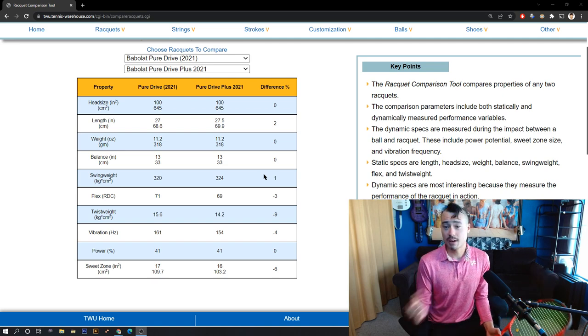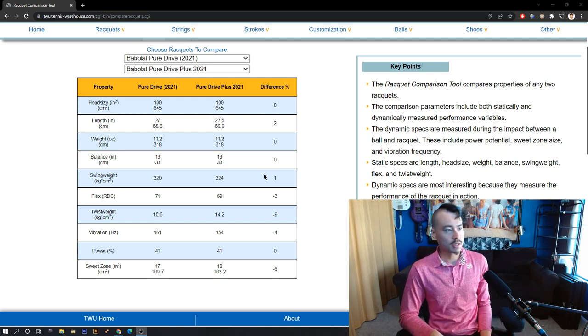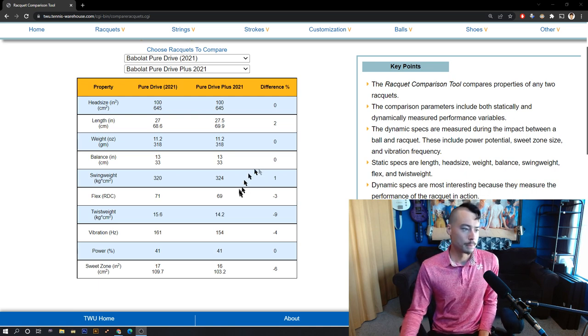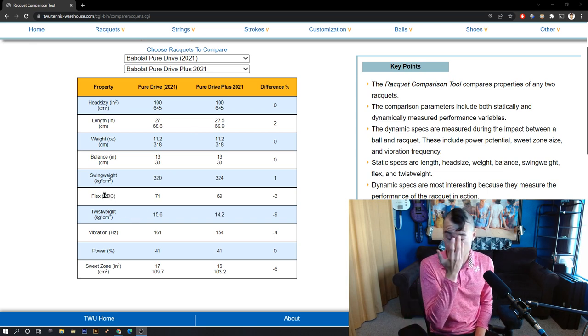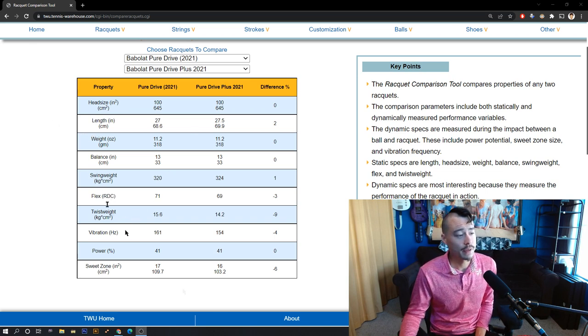So anyway, I'm going to circle back to what I was talking about here with the two Pure Drives. The swing weight is only 4 points higher on the Pure Drive Plus, despite it being a whole half inch longer, which in theory should actually bump it up 20 swing points. So what do they do here? This is something I really appreciate about Tennis Warehouse. They go into some data that a lot of people don't. Another interesting thing too is that the Pure Drive is actually a little stiffer than the Pure Drive Plus by 2 points.